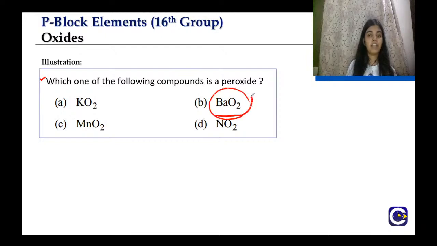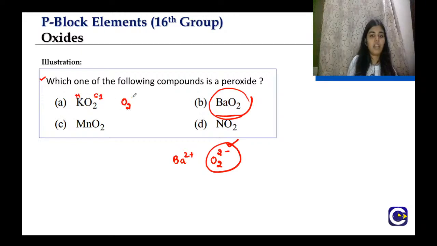We have discussed this earlier also, right? So this will be barium 2 plus, so this will give a charge on O2 as O2 2 minus. So this is a peroxide ion. This is how you can identify a peroxide. Here potassium will have plus 1 charge, so O2 will have minus 1 charge. So this is a superoxide. So the answer is B. Good.